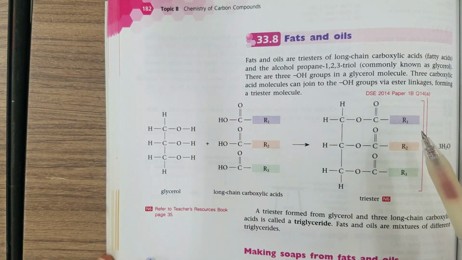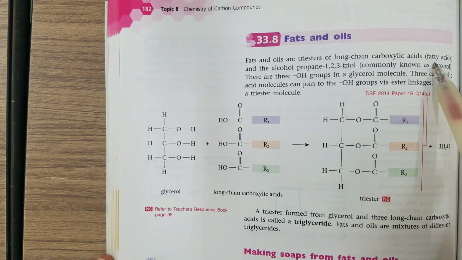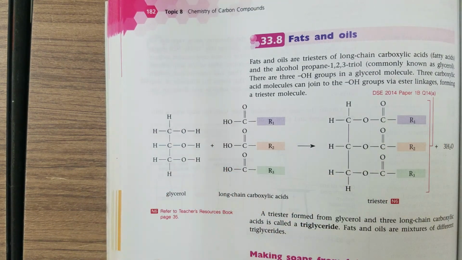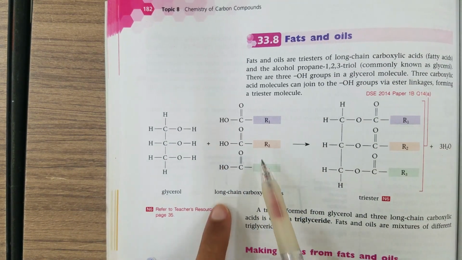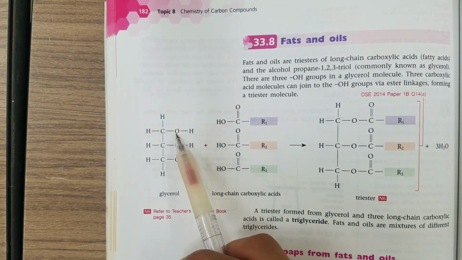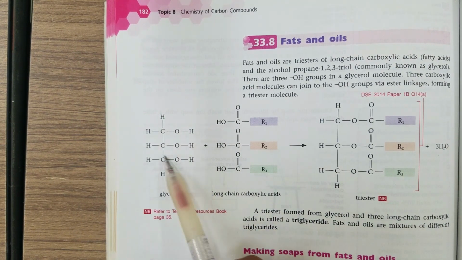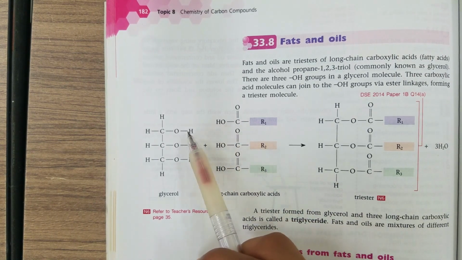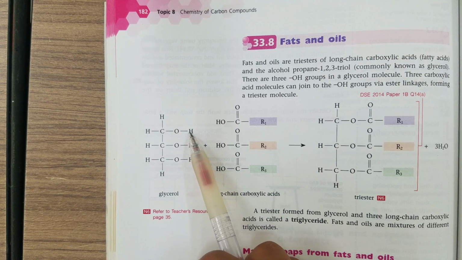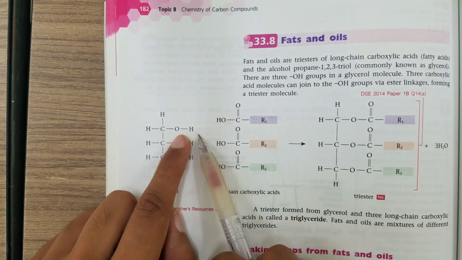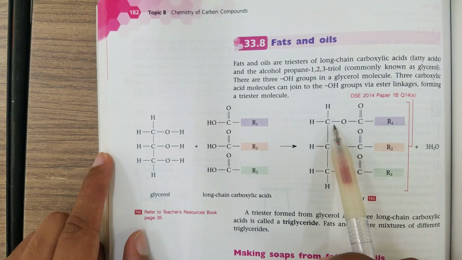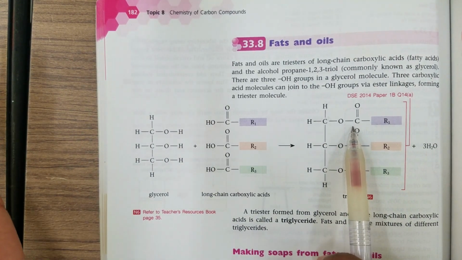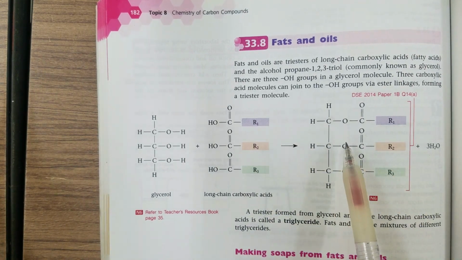To form fats or oil, this is called formation of fat or oil. We need two things. Number one, we need alcohol. You can see it's an alcohol group. And here, it's an acid group, so a carboxyl group as well as a hydroxyl group. What happens is that they combine to form, what's this called? Yes, ester. So fat is basically an ester. Right? Fats are basically an ester.